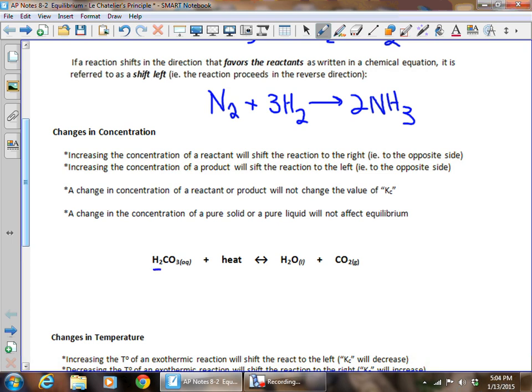For instance, if you increase the amount of H2CO3 in this system, it's a reactant, so you're going to shift it to the opposite side. So increasing the H2CO3 would cause this reaction system to shift right. On the other hand, if we increased the amount of CO2 in the system, increasing a product, we would cause the reaction to shift to the left, in the opposite direction. So shift left.